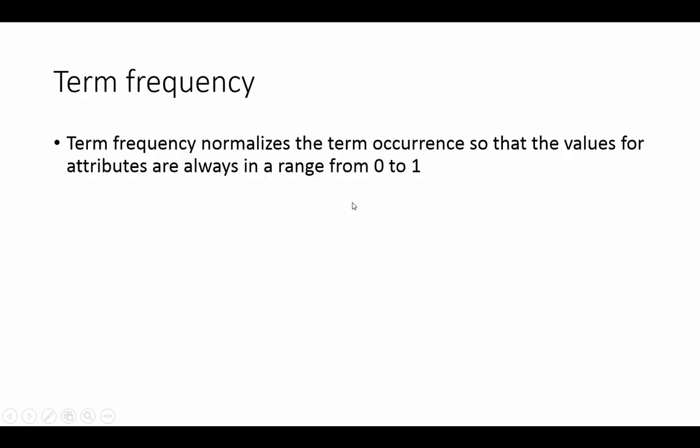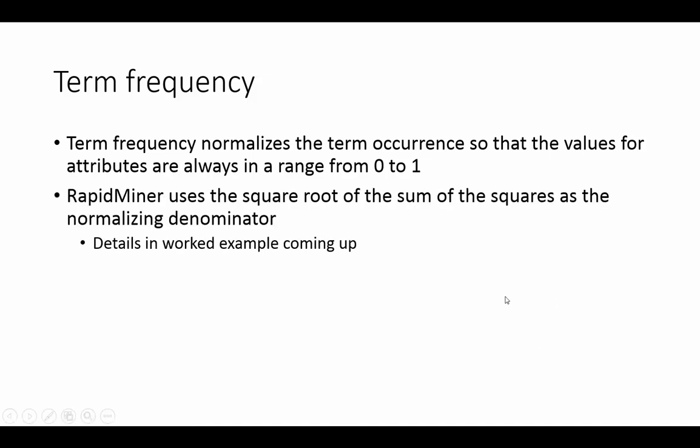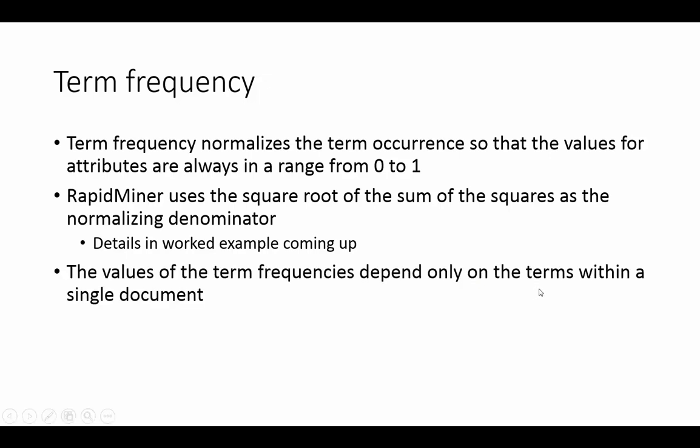Term frequency, slightly more complicated. This actually is a variation really on the term occurrences, but it normalizes the value so that it's always between 0 and 1. And RapidMiner uses a square root of the sum of the squares as the normalizing denominator. We'll see that in detail. The important point about term frequencies is that the value depends only on the terms within a single document.